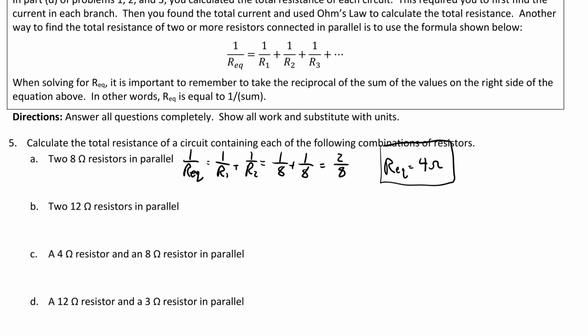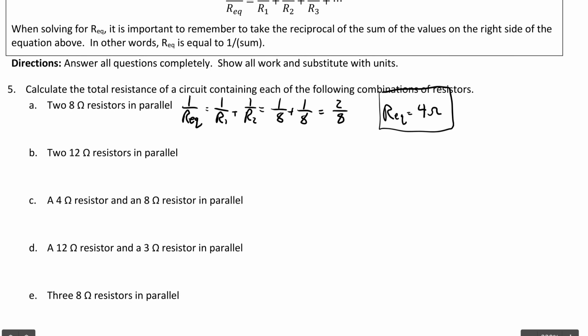So now we have, and I'm going to take a shortcut here because my battery's running low. So it's going to be the same thing. 1 over 12 plus 1 over 12 is equal to 2 over 12. You take the reciprocal, that's equal to 12 over 2. So it's equal to 6 ohms. Req is equal to 6 ohms.